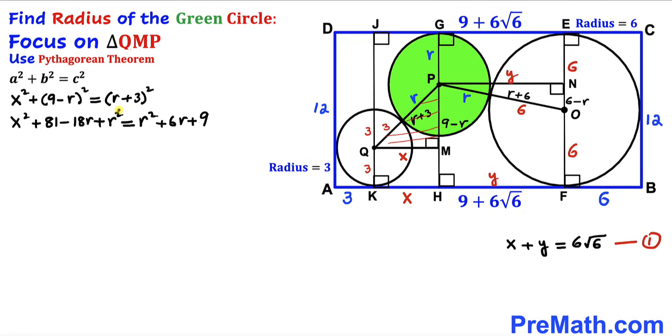And now we can see r square and r square cancel each other out, and we are going to move 81 and 18r to the other side, as you can see in this next step. Let's combine the like terms on the right hand side. So therefore x square is going to be equal to 24r minus 72. I'm going to label this one as our equation number 2.